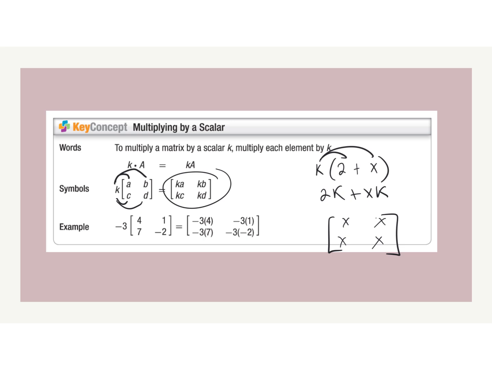So in this example, we have a matrix of 4, 1, 7, negative 2. And then we have a negative 3, which is a scalar factor, which you're just going to multiply to get this. So this is the written out version, which is negative 3 times 4, negative 3 times 1, negative 3 times 7, and negative 3 times negative 2. The final answer is going to be negative 3 times 4 is negative 12.